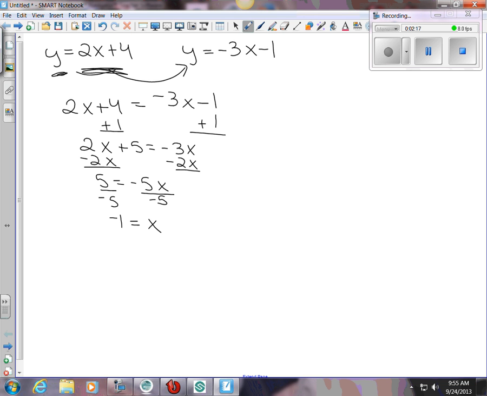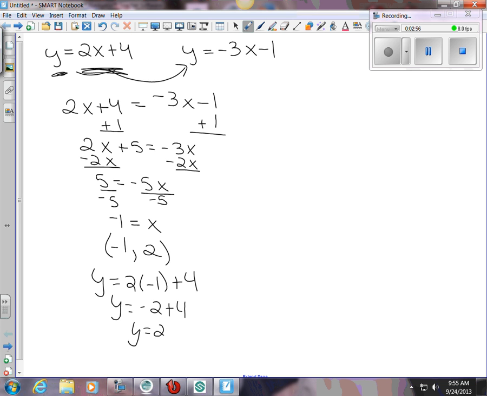Yeah, I've got x. I need y because remember the solution is going to be a point or multiple points, which means if I have a y, I have to have an x and vice versa. So I've got negative 1 for my x. Which equation should I use to find my y? Just one. You always want the easier one. Sure, the first one works for me. So we have y equals 2 times negative 1 plus 4, or y equals negative 2 plus 4, which gives me 2. So we've got negative 1, 2 as our solution.